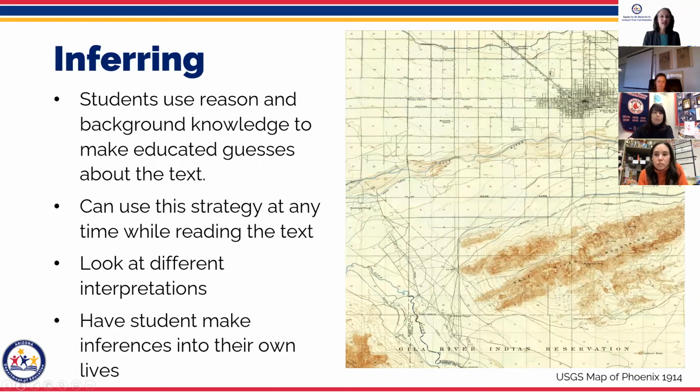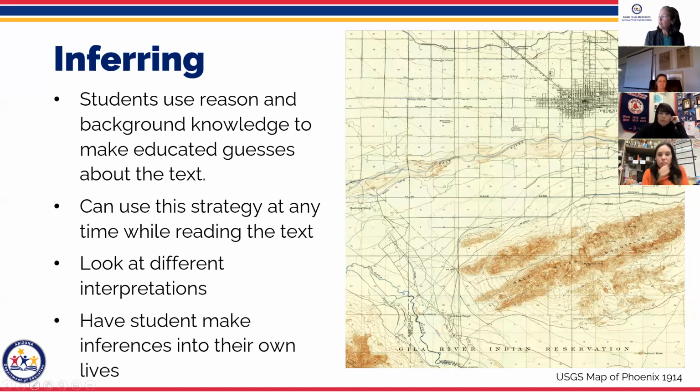Next one is inferring. So this is one for geography. I have a USGS map of Phoenix in 1914. This gives students, we want them to use this to find that reason, background, making educated guesses about the text. And they can use the strategy at any time with reading any kind of text. So with this text, in this case, I'm using a map. You could do it as a pre-reading activity. You could use it as a during activity. Look at different, what do you infer from this?